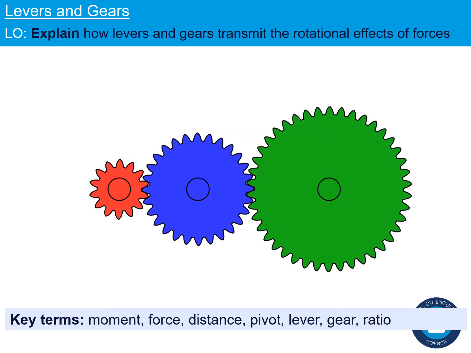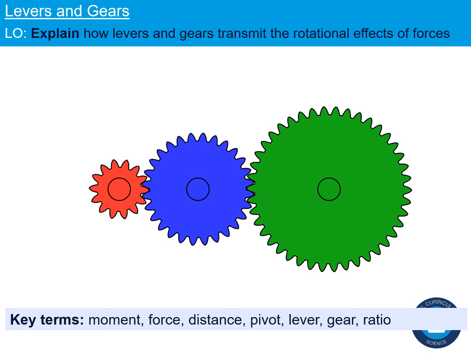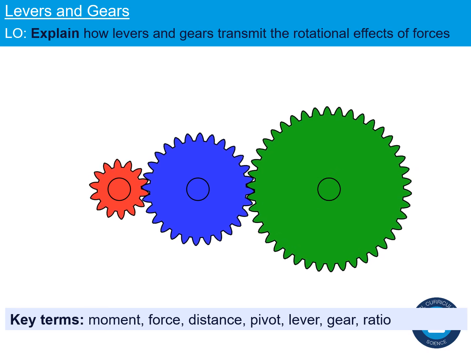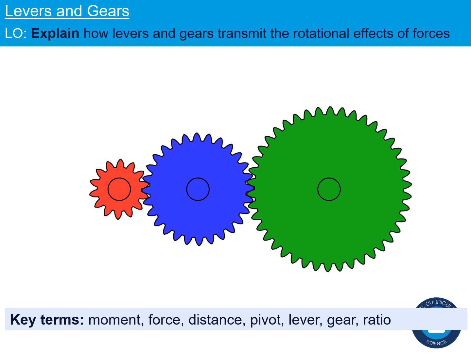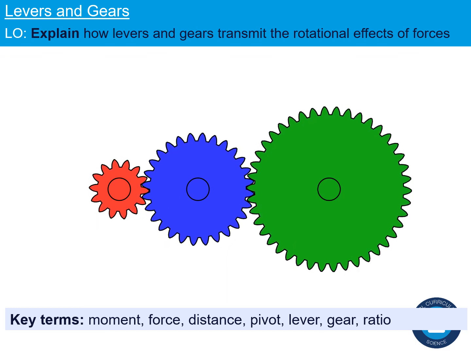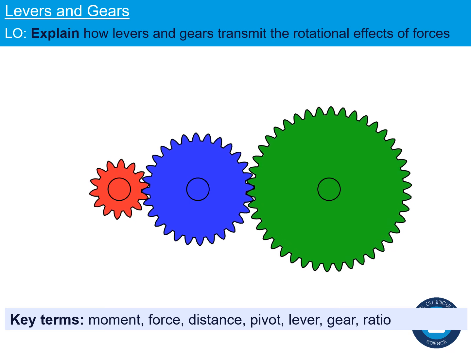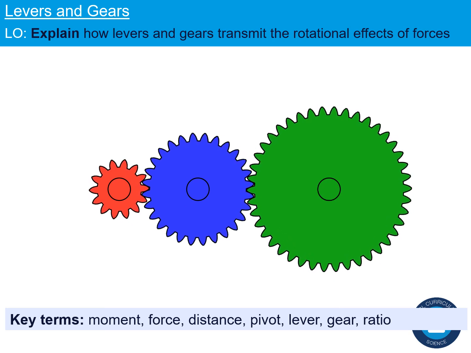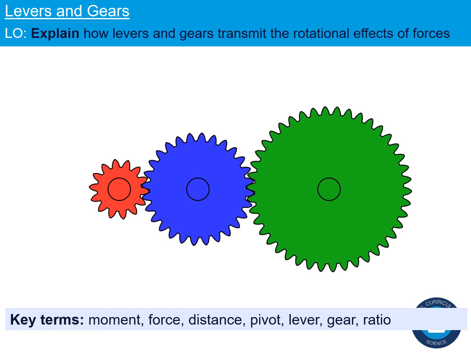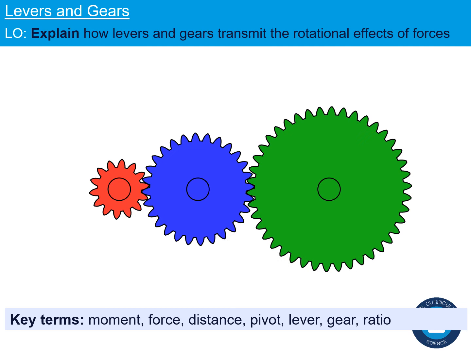So we can see that in motion here. The driver gear on the left is our red gear. It's rotating clockwise, causing our blue gear to rotate anti-clockwise, and therefore our green gear is rotating clockwise again. Again, the red gear is moving at a faster speed than the green gear, so this system keeps the same direction but slows down the speed.